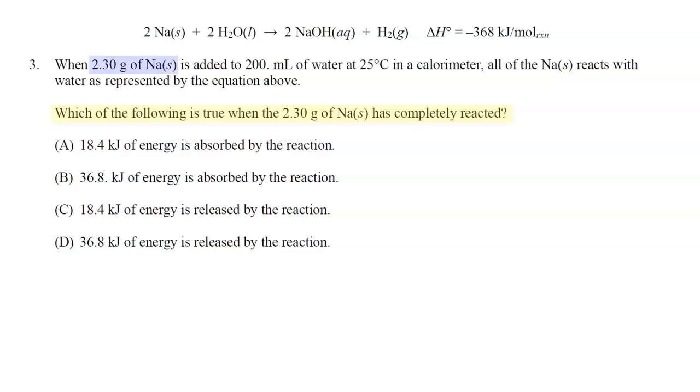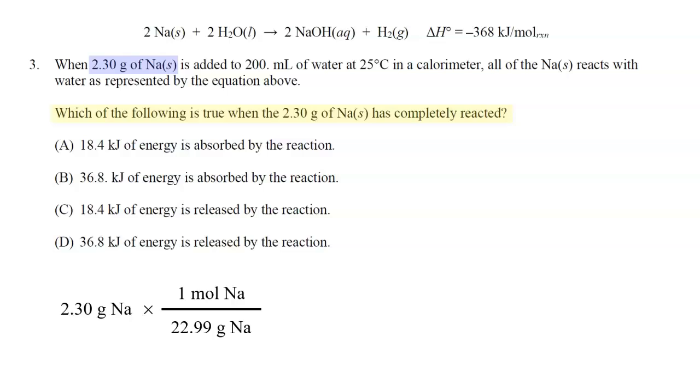So we have 2.30 grams of sodium. So a good first step in this calculation would be, let's convert from grams of sodium into moles of sodium. And on the periodic table, we can see that the molar mass of sodium would be 22.99 grams. So now we've converted from grams of sodium into moles of sodium.